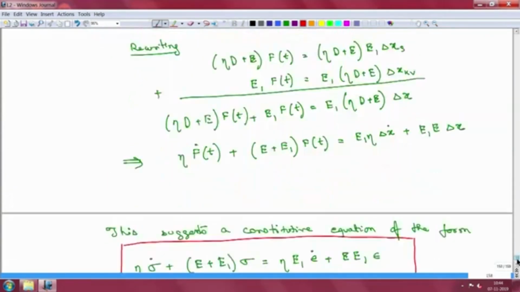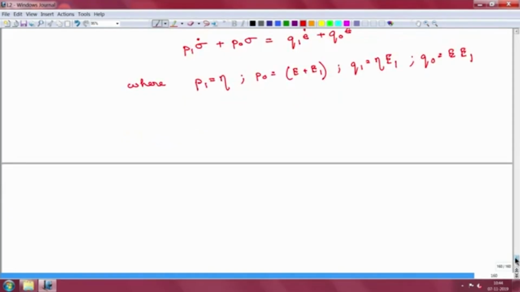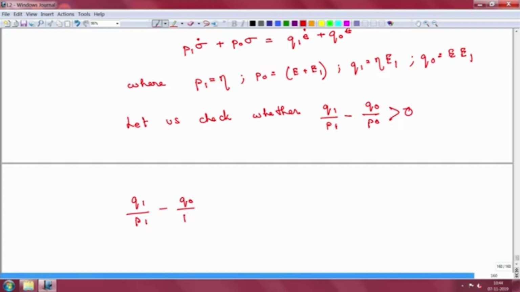So, let us just do that here one more time. Let us ensure that this is a physically realistic model, and you will get solutions that are going to be realistic. So, let us check whether Q1 by P1 minus Q0 by P0 is greater than 0. Now, Q1 by P1 minus Q0 by P0 is equal to eta E1 by eta minus Q0, which is E1 E, divided by P0, which is E plus E1.